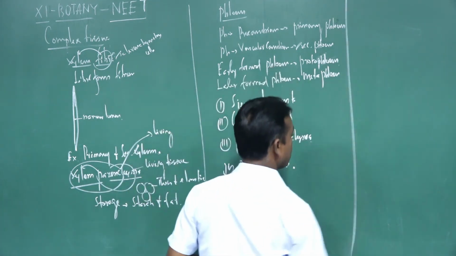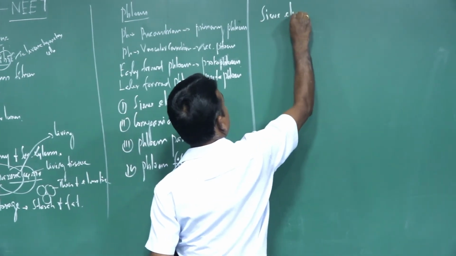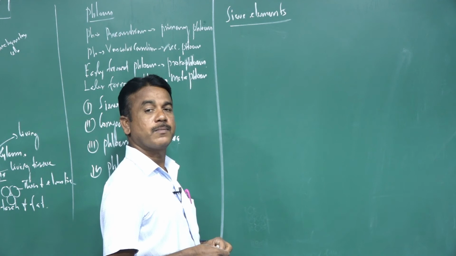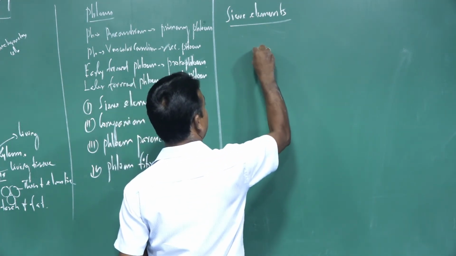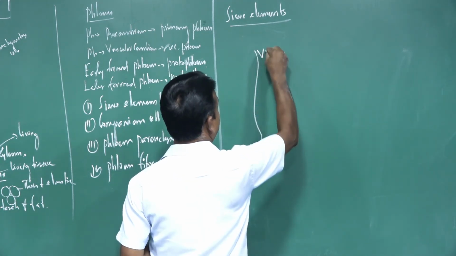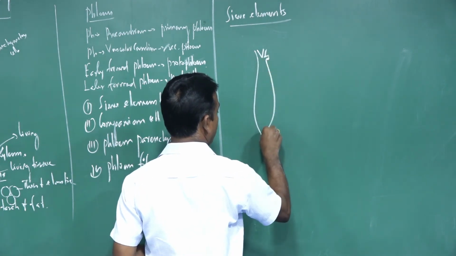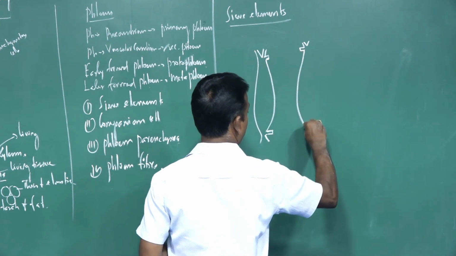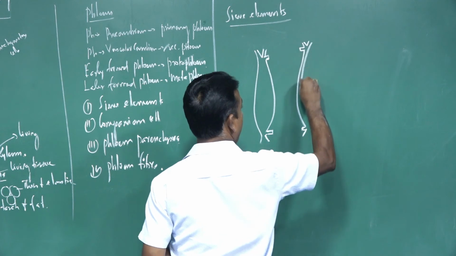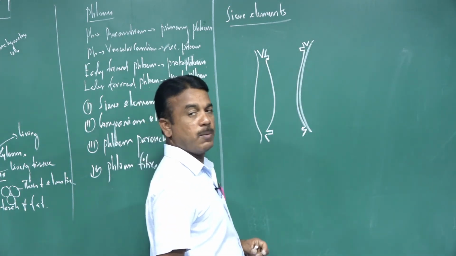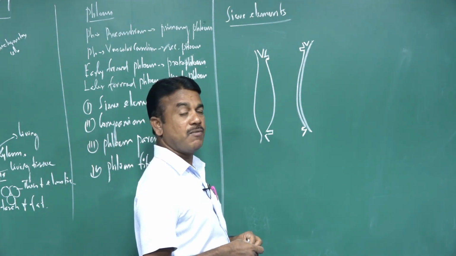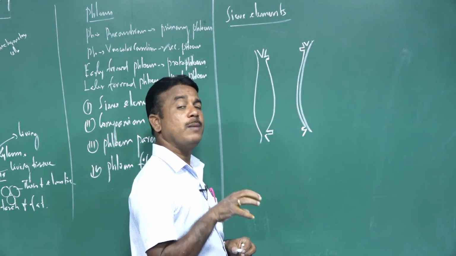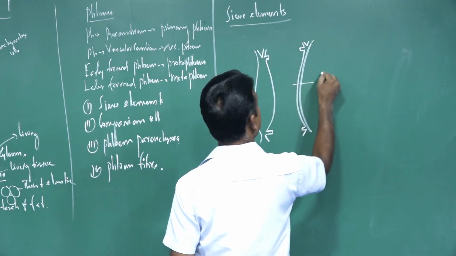Can I discuss the first element? Sieve elements are the conducting elements of phloem. They have thick walls containing a number of pores that look like a sieve. That is commonly called a sieve plate. Sieve elements have a thick primary wall. The end walls contain a number of pores, called sieve plates. Sieve elements are generally arranged one above another to form vertical sieve tubes.